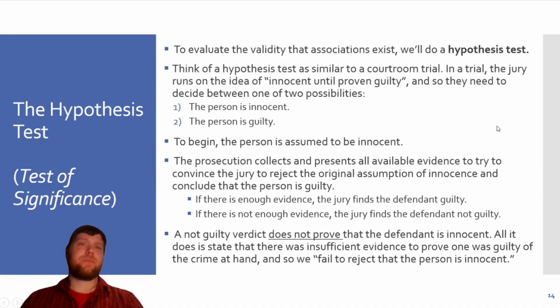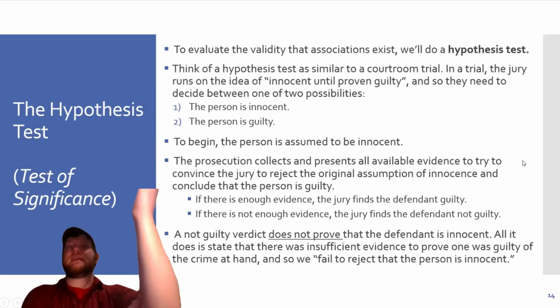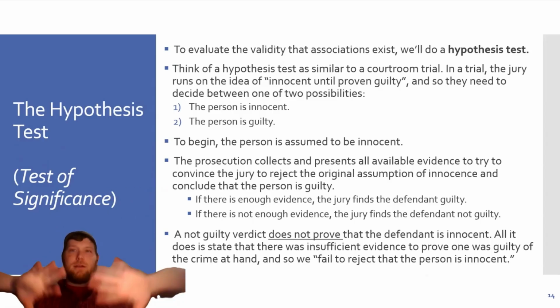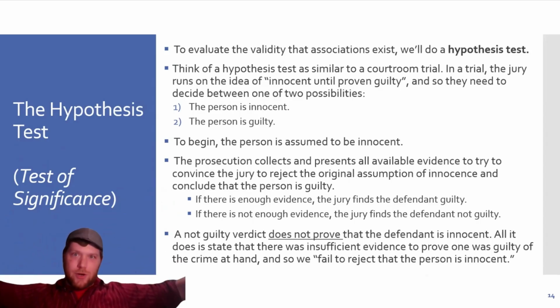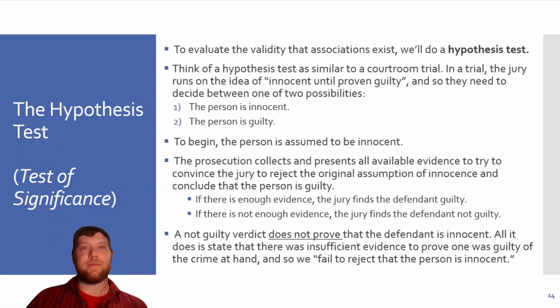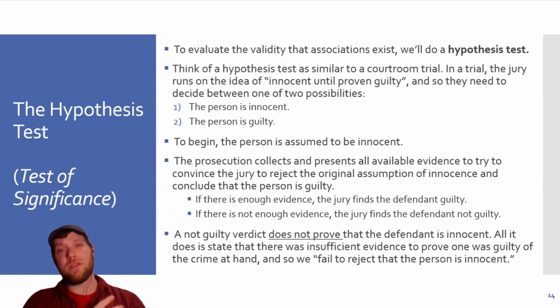And we have to be careful. To evaluate the validity of whether associations exist, we'll do what we call a hypothesis test. This gets a little tricky, but we'll talk about it in casual terms before we go into the formalities of things. Think of it like a courtroom trial. In a trial, the jury runs on the idea of innocent until proven guilty. And so they need to decide between one of two possibilities: the person is innocent or the person is guilty. So we'll begin with the idea that someone is presumed to be innocent. Innocent until proven guilty, right?